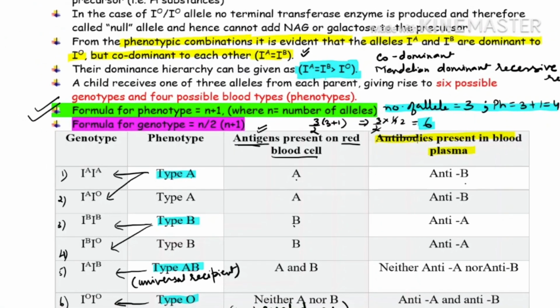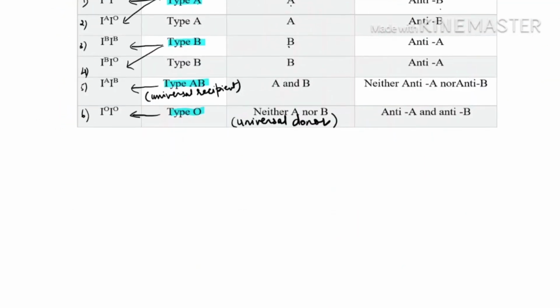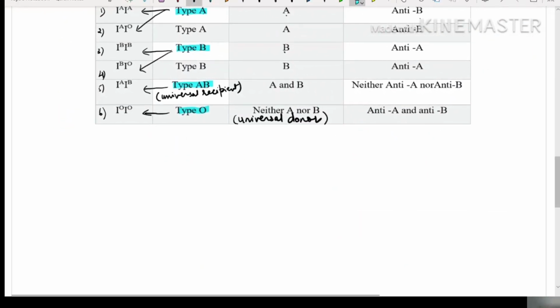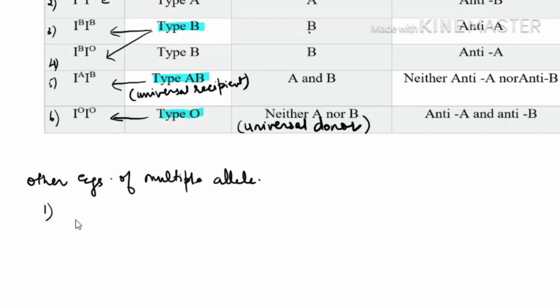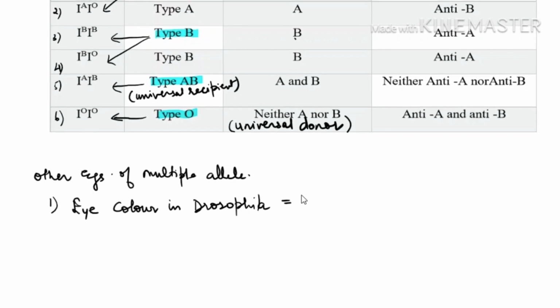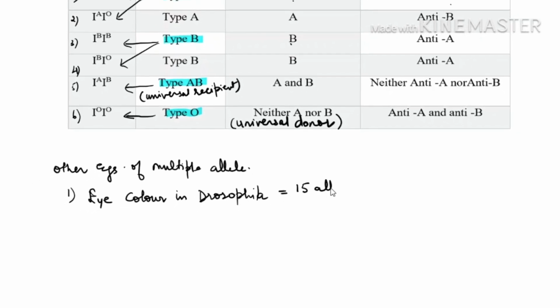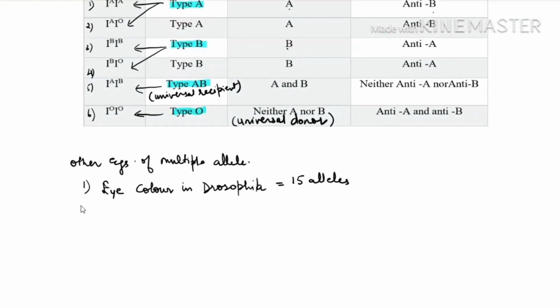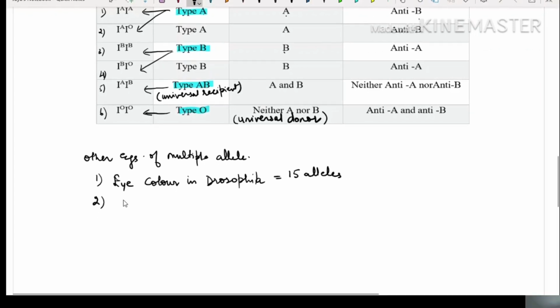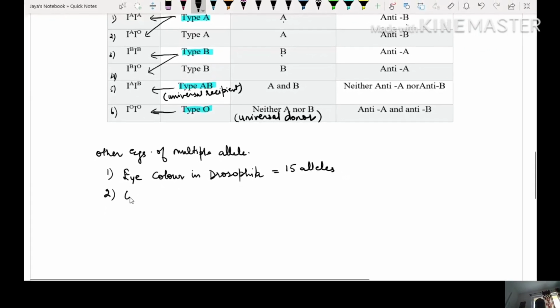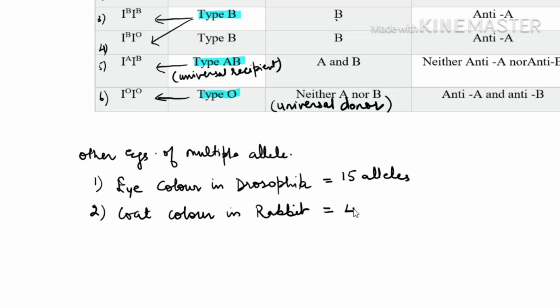Now, other examples with respect to multiple alleles. Note down other examples of multiple alleles. Eye color in Drosophila. Drosophila has 15 alleles. Next example is coat color in rabbit, which has 4 alleles. So these are the examples of multiple alleles apart from the human blood group.